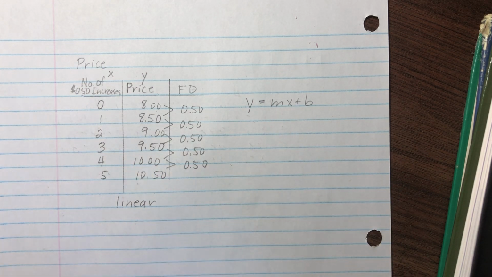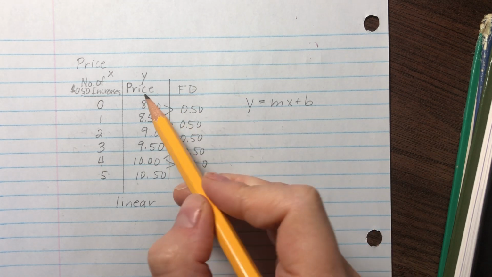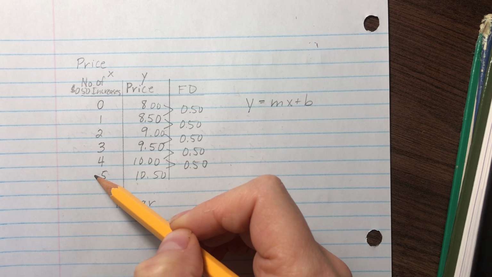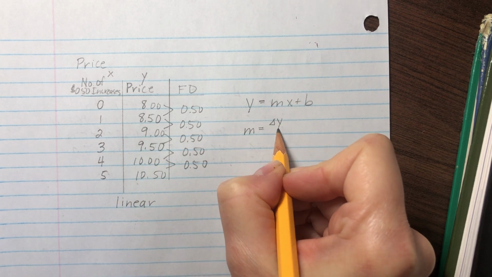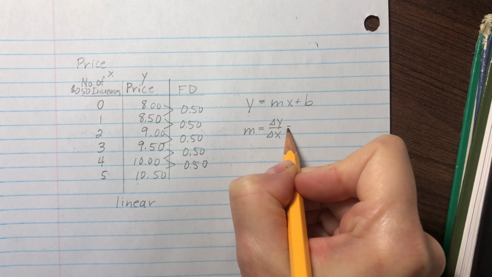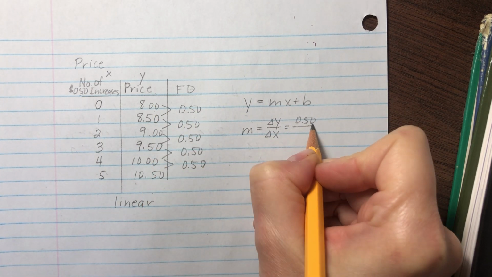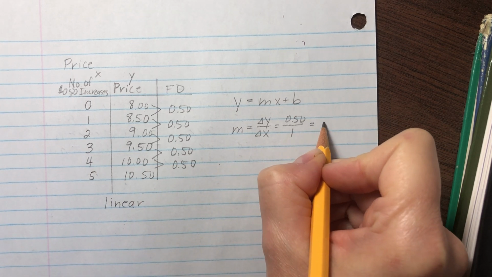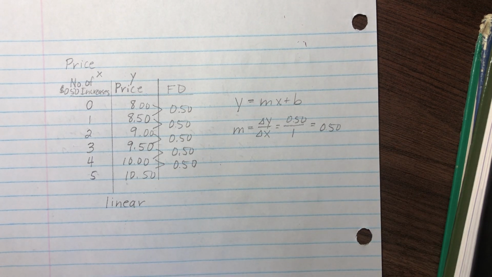To find the slope from the table of values, all we need to do is divide the change in the price by the change in the number of 50-cent increases. So slope is change in y divided by change in x. So y is changing by 50 cents, x is changing by 1, 50 cents divided by 1 is 50 cents still. Okay, so that's our slope.